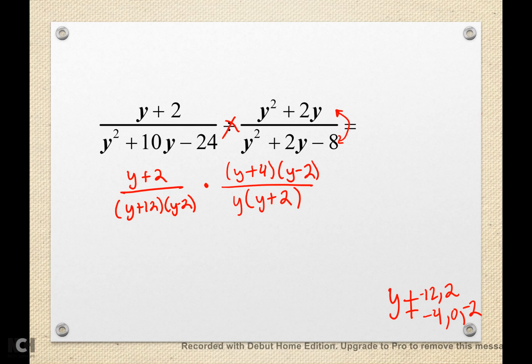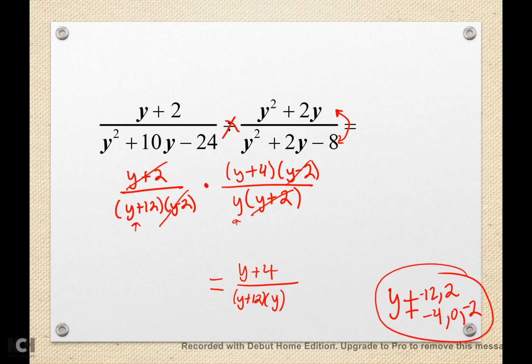And we also have some things we can cancel. So y plus 2 at the bottom, there's a y plus 2 at the top. Y minus 2 at the bottom, y minus 2 at the top. Nothing else. So the only thing that's left in the numerator is y plus 4 over y plus 12 times y. Can't forget that one, right? Those are the only two left in the denominator. And all of these wonderful restrictions are also a part of our answer. They go hand in hand. They must be together. Okay?